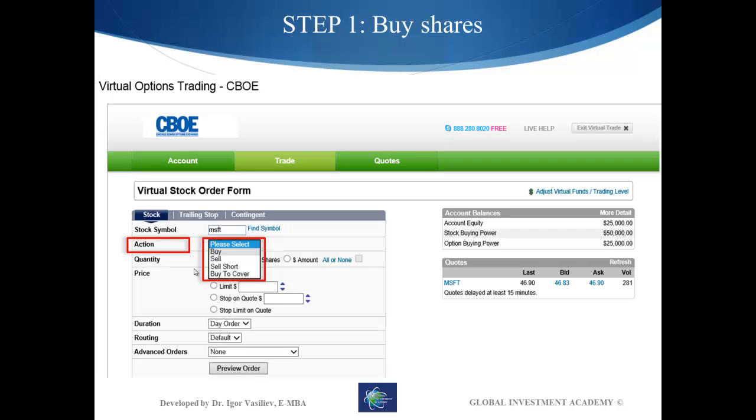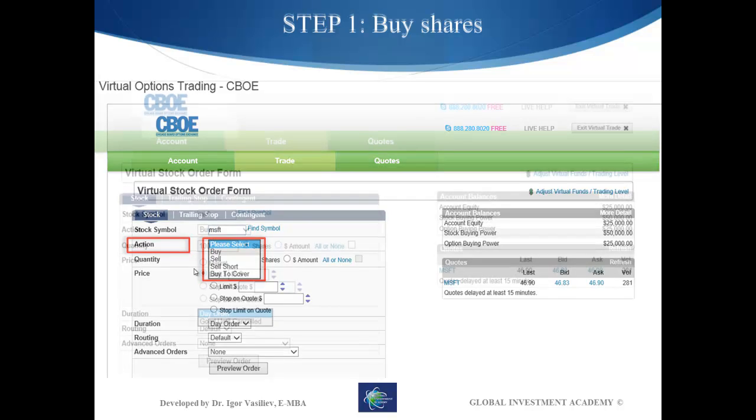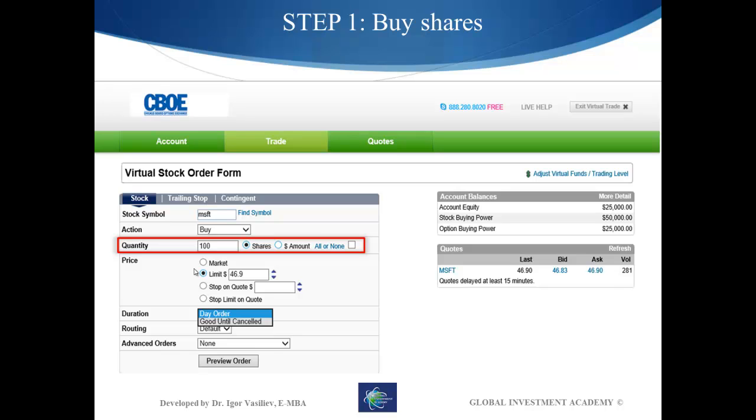After that, I set an action. So we can see several actions. I am choosing buy because we are planning to buy. And then I set quantity. Remember that we set quantity in steps of 100, so 100, 200, 300. Otherwise, you won't be able to rent shares. So if you have 99 shares, you cannot sell covered calls for that. You need 100 shares in order to do that.